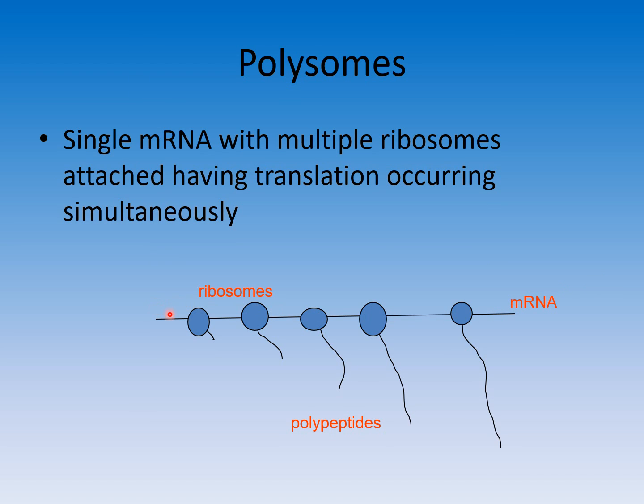Now on your mRNA, you can have multiple ribosomes attached to one single strand of mRNA. These would be the same proteins being made, but you're making several copies at once. It's much more efficient to do this way.